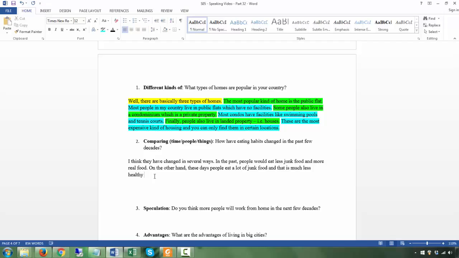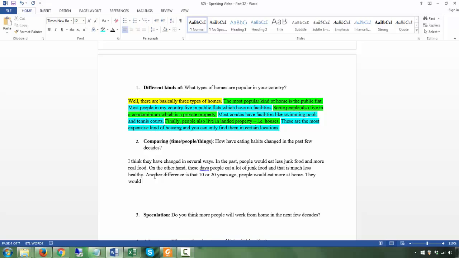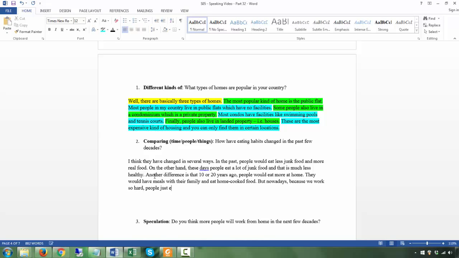Add another point. Another difference is that 10 or 20 years ago, people would eat more at home. They would have meals with their family and eat home cooked food. But nowadays, because we work so hard, people just eat outside as they have no time to cook.